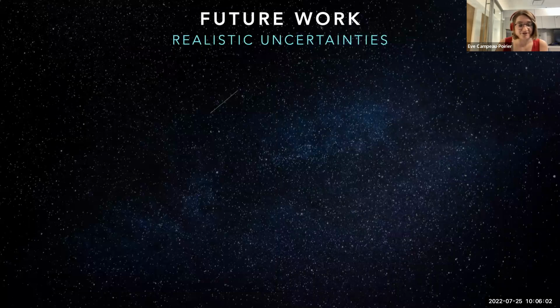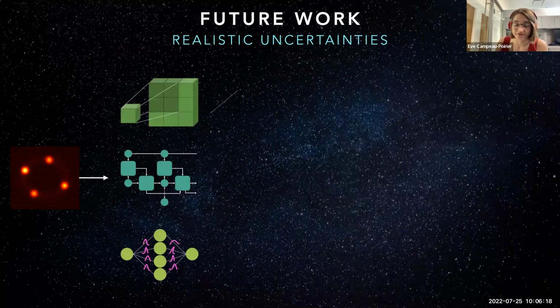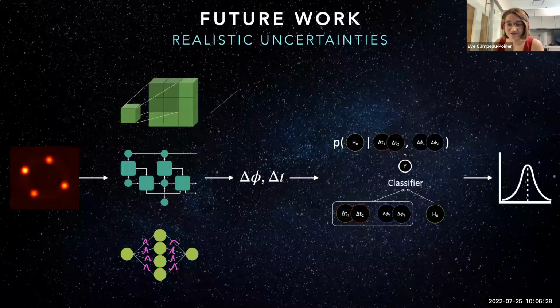Once the neural ratio estimator is calibrated, we will test if its performance holds on realistic uncertainties. To do this, we will simulate lensing observations and realistic time delay measurements. Then we will feed them to a neural network that will model the potentials. The time delays and the potentials will be fed to the neural ratio estimator, and we will assess if its estimation is still accurate.